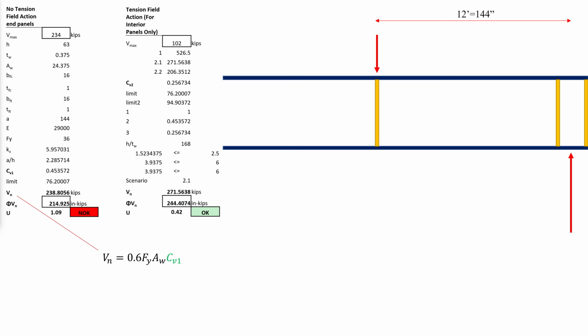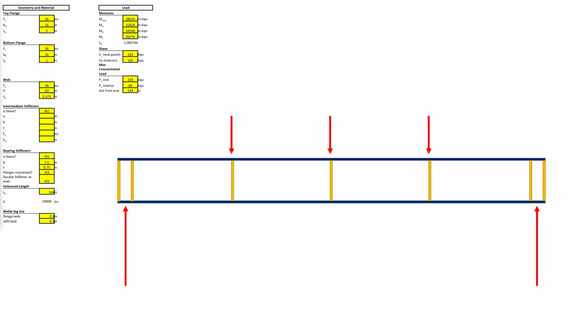Knowing the no tension field action shear strength equation, the strength can be increased by either increasing the shear area through increasing the web thickness, for example, or increasing C sub V1 by decreasing the aspect ratio of the end panel through adding intermediate stiffeners. We will take the second approach and add intermediate stiffeners in the middle of each panel.